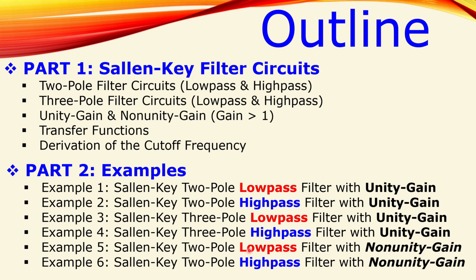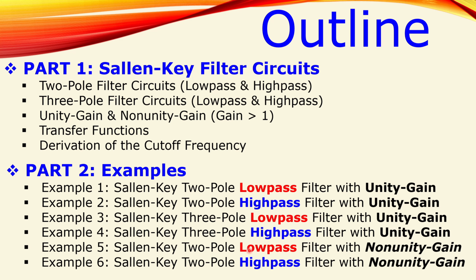Okay, let's now go to part 1 about the Sallen-Key filter circuits. In this case we will discuss the 2-pole filter circuits first, and we will also discuss only the unity-gain configuration. First we start with the low-pass filter configuration. We see here 2 RC low-pass filters, R1 and C1, that's the first, and R2 and C2, that's the second one. You also see here the unity-gain feedback configuration using this op-amp, and that's why we have a unity gain in this configuration.